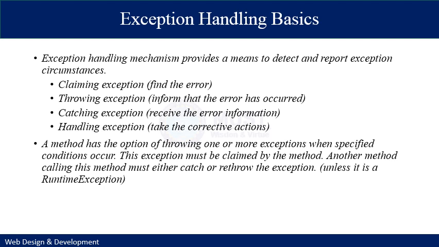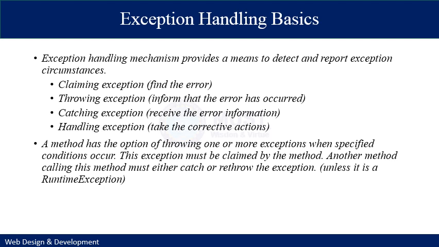The exception handling mechanism provides a means to detect and report exceptional circumstances. There are predefined steps in any programming language to handle an exception. The first step is to find the exception, which means you have to detect the errors in the runtime program. The next step is throwing the exception. It means if you have caught the error, you have to inform the program that this error has occurred.